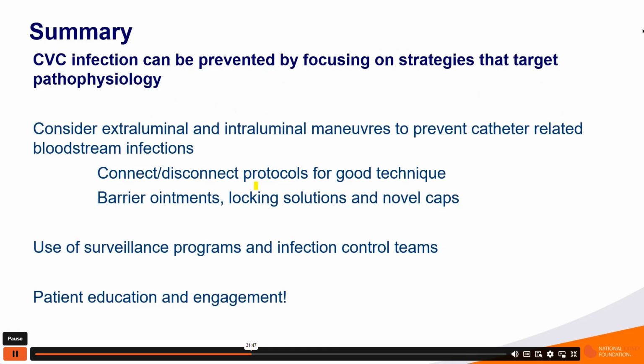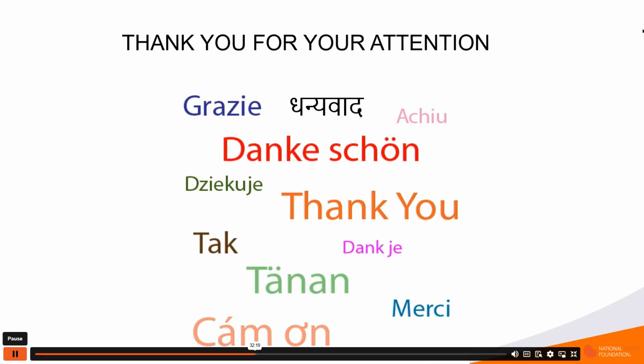And so to summarize, I think central venous catheter infection can be prevented by focusing on strategies that target the pathophysiology. So consider the extraluminal and intraluminal routes of organism entry, so you can make sure we have good connect and disconnect protocols, barrier ointments, locking solutions, and novel caps. And Dr. Wright will talk about surveillance programs and infection control teams. And throughout all of this, we certainly need to engage our patients and educate them. And with that, I thank you for your attention.